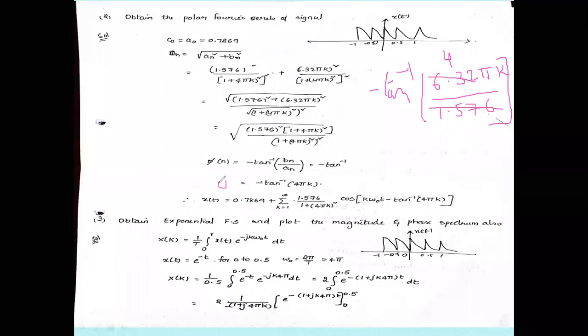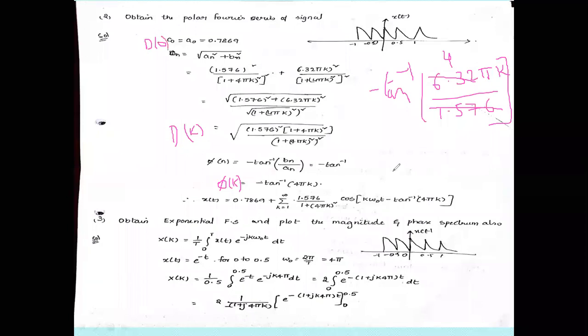So phi of k is equal to tan inverse 4 pi k, because here the term is k, and D of k is equal to the square root of this term. And D of 0 is not the A of k, my dear students, that would also be wrong. It is D of k. D of k is equal to this, and D of 0 is equal to that.